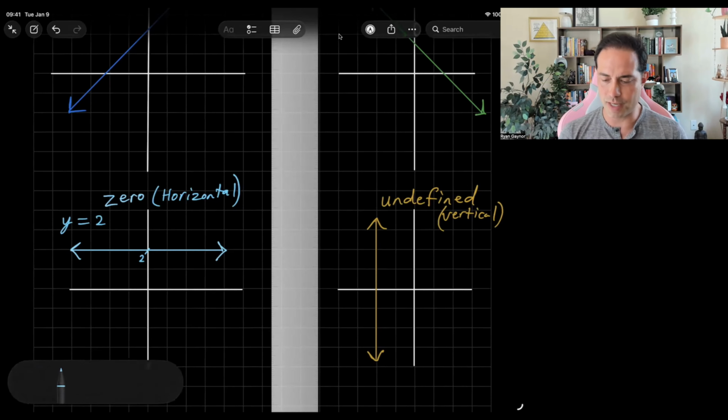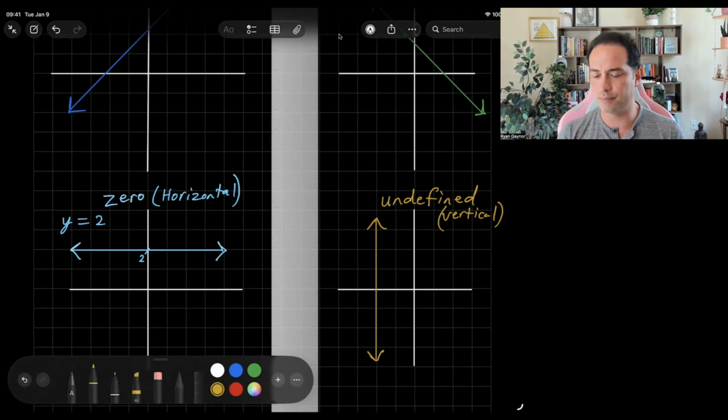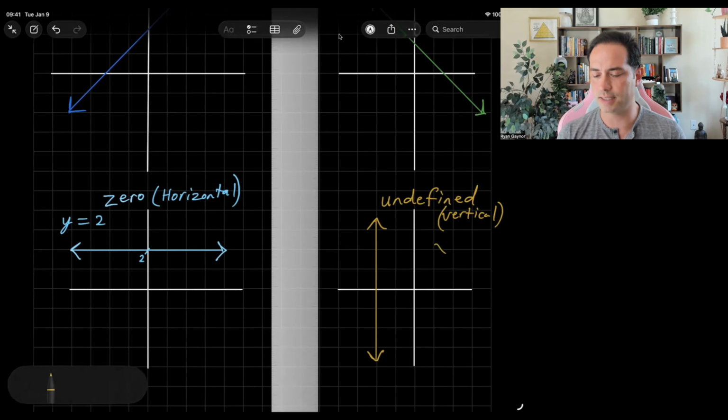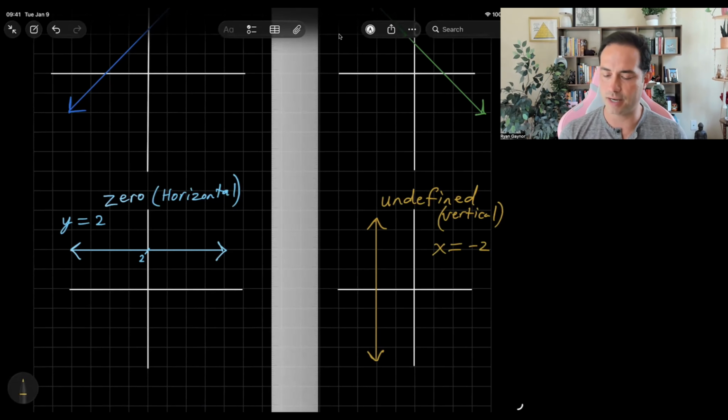Now, for the undefined slope, it's important to note that it's always going to look like this. X equals just a number. So in this case, I have the -2, right? So if I move to the -2, and then if I go up or down, it doesn't matter. I'm still at -2 for the x. So again, really important to note, for 0 slope, it's y equals just a number. For undefined slope, it's x equals just a number.